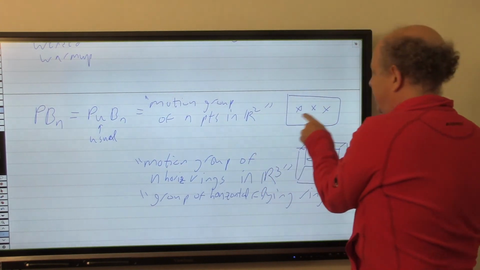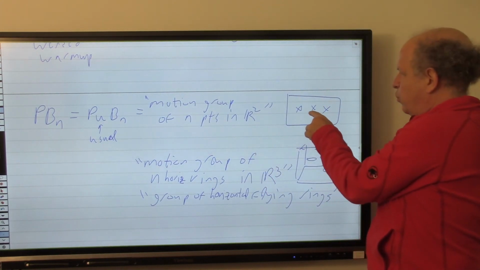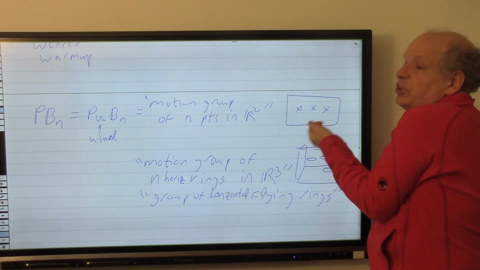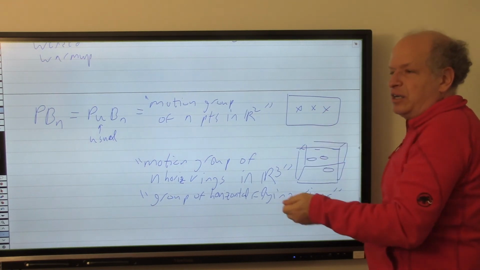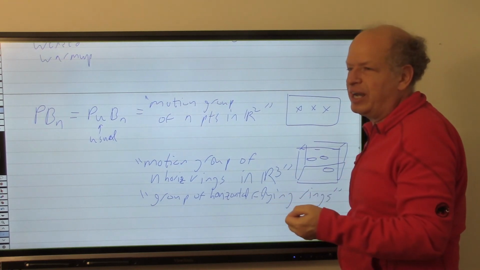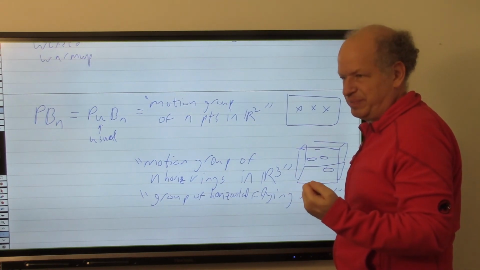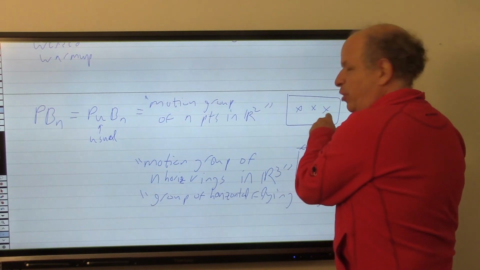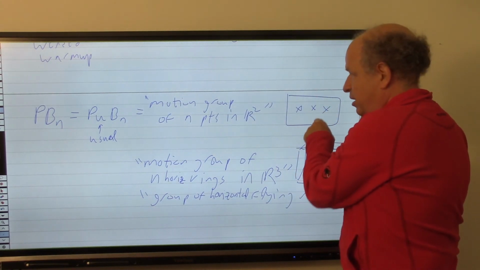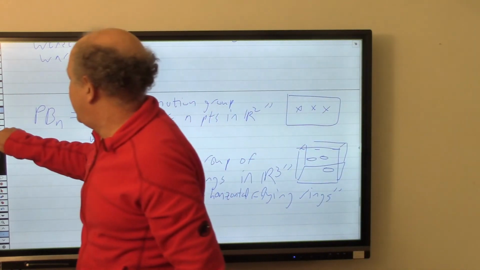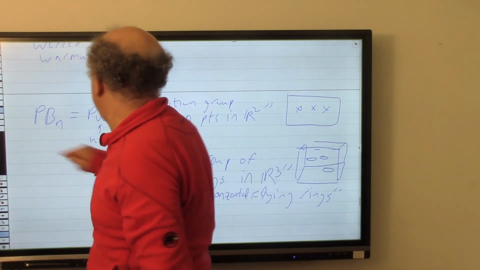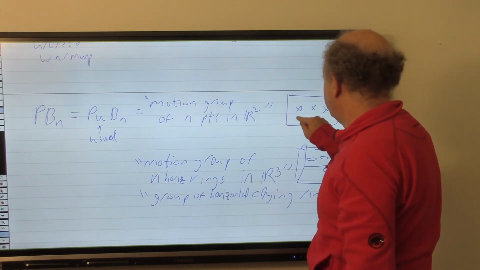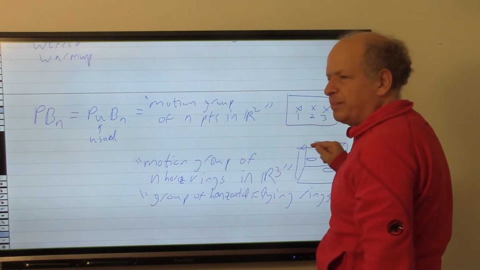So maybe I should go back again to the motion of points. When we talked about motion of points, I should have told you that when you talk about pi1, you always should specify what the base point is. Okay? The base point here is that the points are ordered in a certain order, 1, 2, 3.